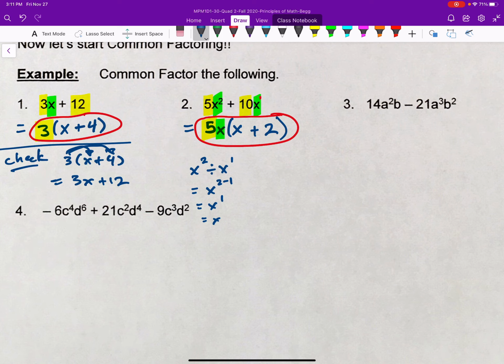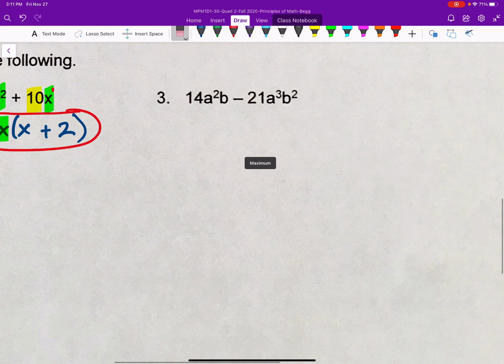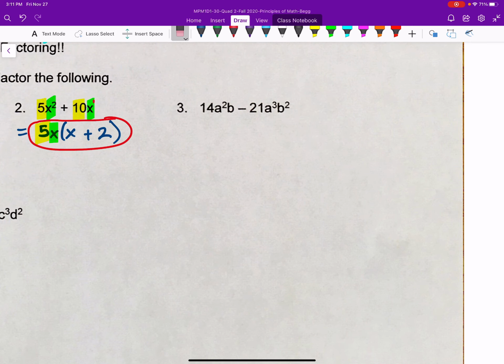There's 2 more examples, as you can see. I'm going to just erase this because it's sort of in the way of example 4. But there's 2 more examples, and I'm going to do the same thing for each one of them. They certainly look harder as I go along, but I'm not going to do anything different. So if I look at the numbers, 14 and 21, then the biggest number that goes into both of them is 7.